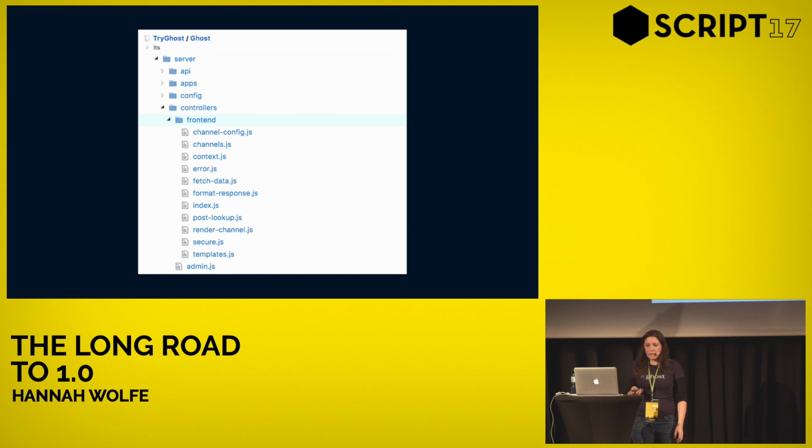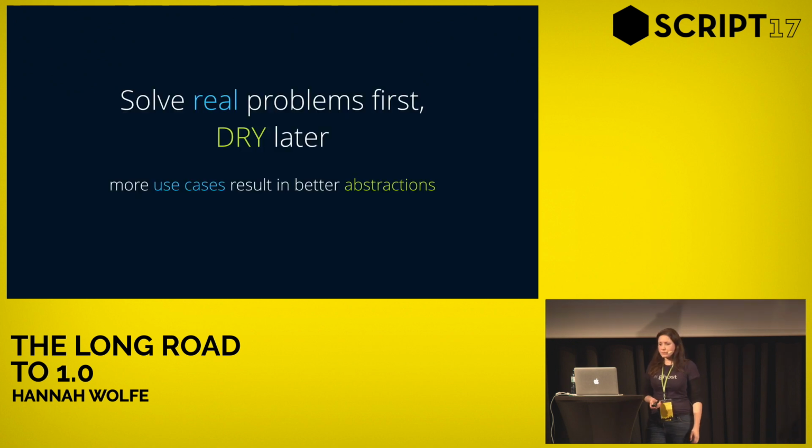So this is a really good example of three principles that I've learned really work for us. First of all, solve real problems first and dry it up later, because more use cases result in better abstractions. And to go back to the example I just showed, what we found was we built a list of posts page, and then we built a list of posts by tag page, and then a list of posts by author page. And we were doing the same thing over and over again, even though they were quite different.